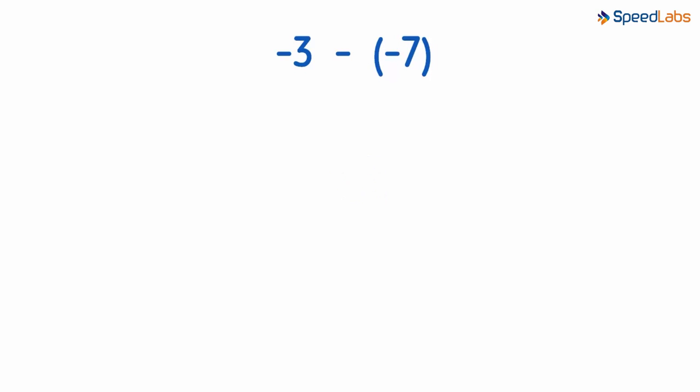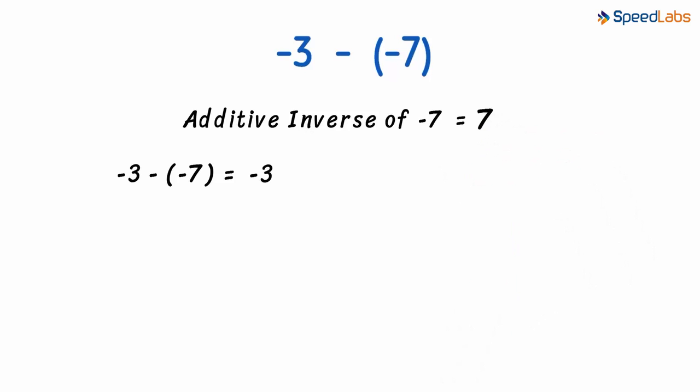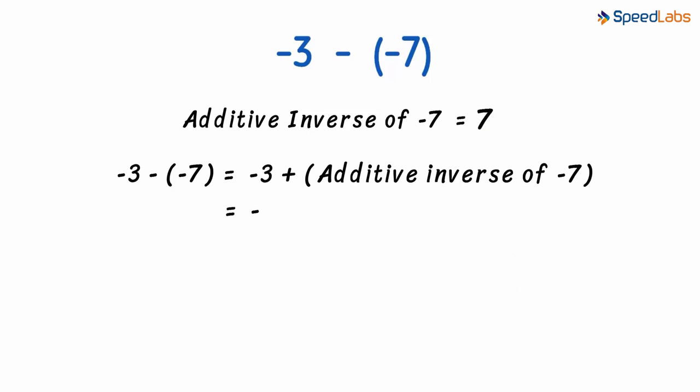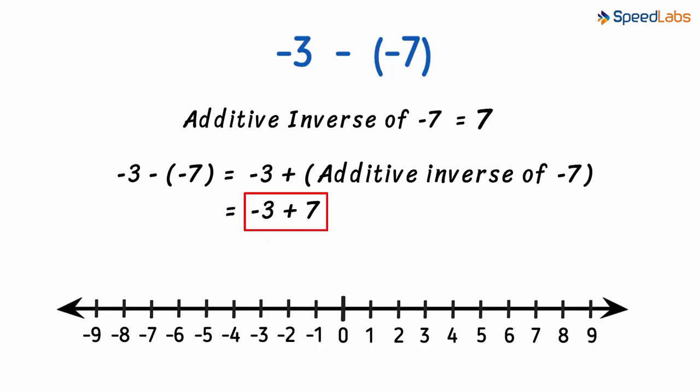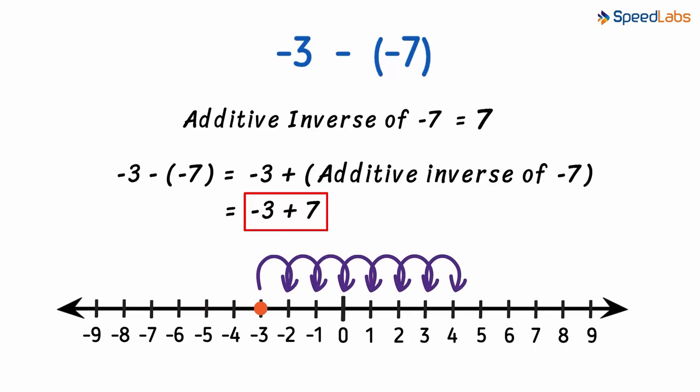Let us discuss the solution now. We first need to write the additive inverse of negative 7. It is 7. As we have to subtract negative 7 from negative 3, we will do it by adding 7 to negative 3. The problem is now about addition of integers. This means we will get the answer by moving 7 steps to the right of negative 3. So we get the final answer as 4.